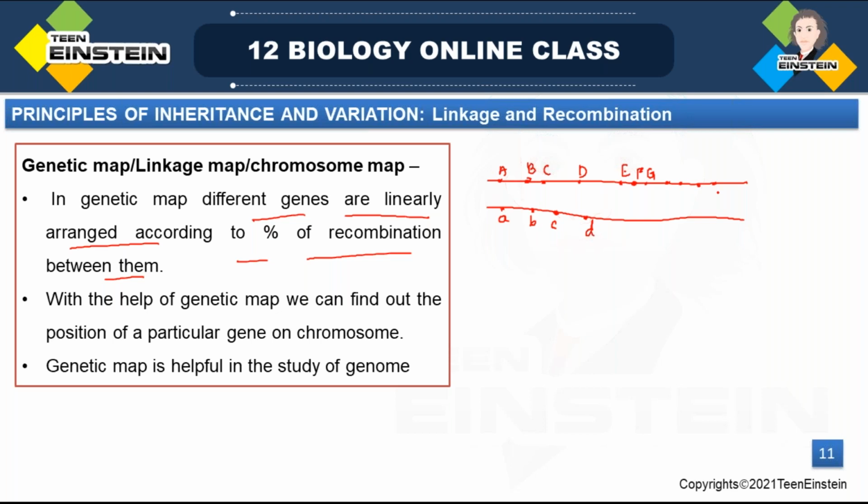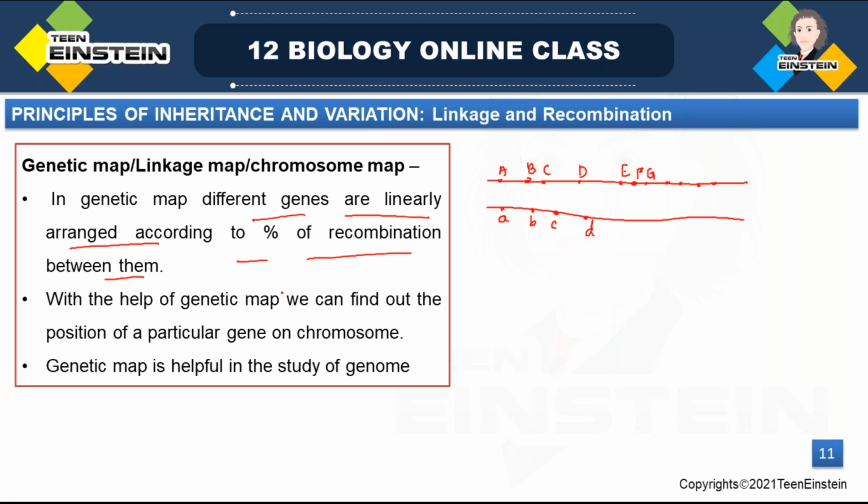Okay. So such genes will be marked on the chromosome. This is a whole genome. In that everything will be marked. So in a genetic map, different genes are linearly arranged according to the percentage of recombination between them. Okay, that is each chromosome. In each chromosome they will mark. So with the help of this genetic map, we can find out the position of a particular gene.